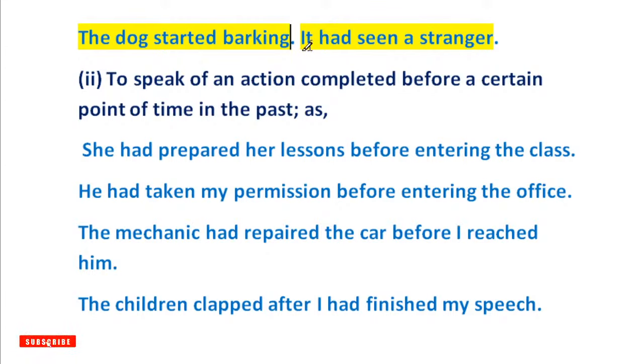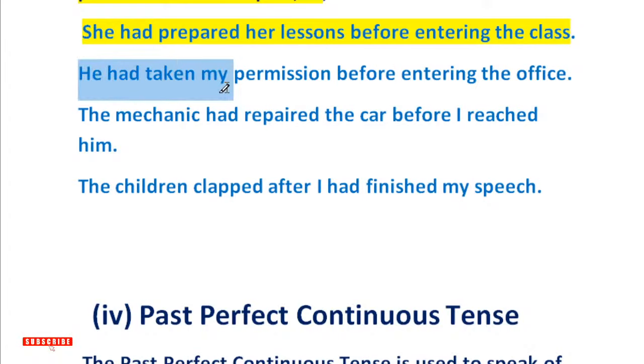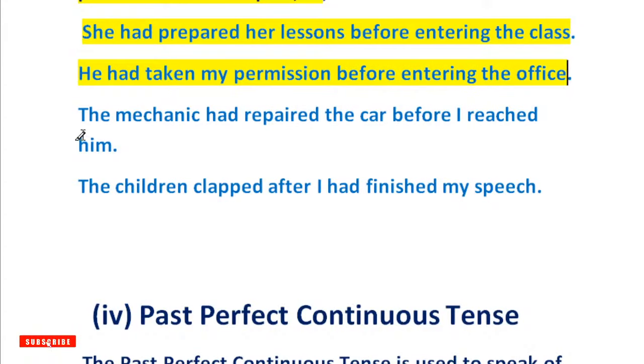Now, past perfect tense is used to speak of an action completed before a certain point of time in the past. The examples are: she had prepared her lessons before entering the class. He had taken my permission before entering the office. The mechanic had repaired the car before I reached him. The children clapped after I had finished my speech. These are the examples you can see.